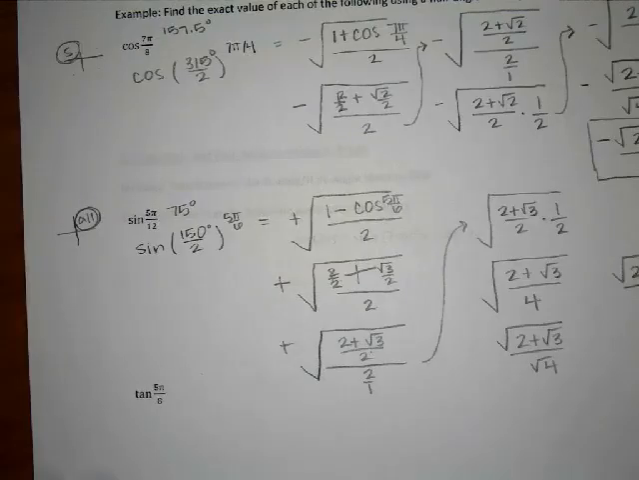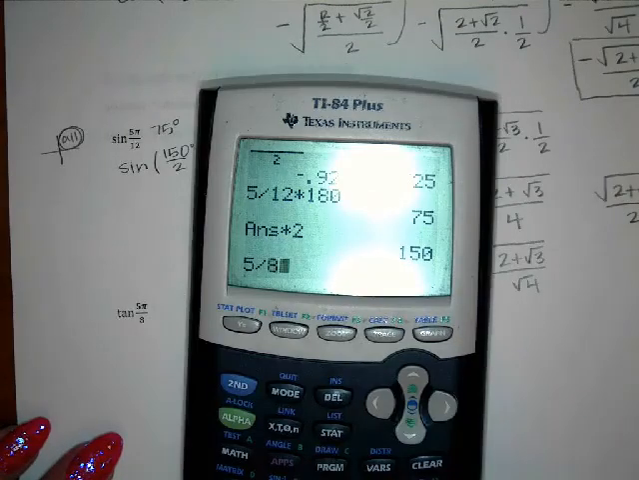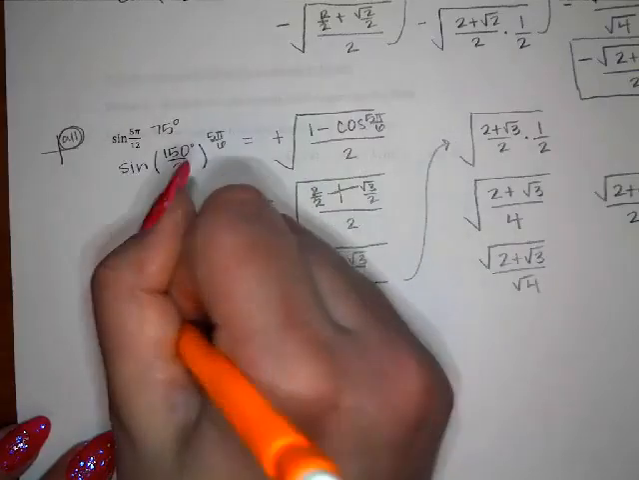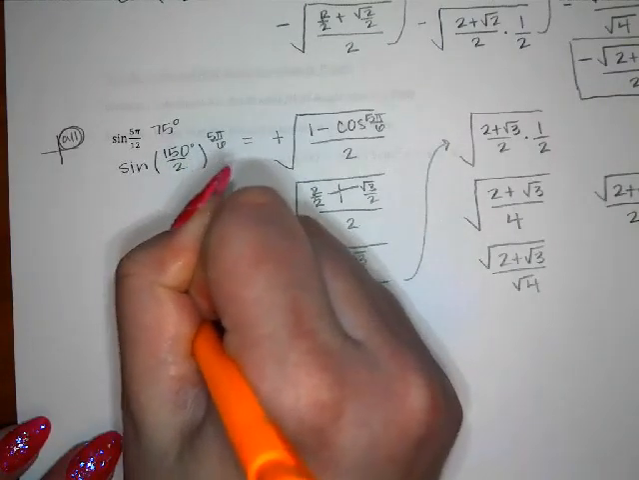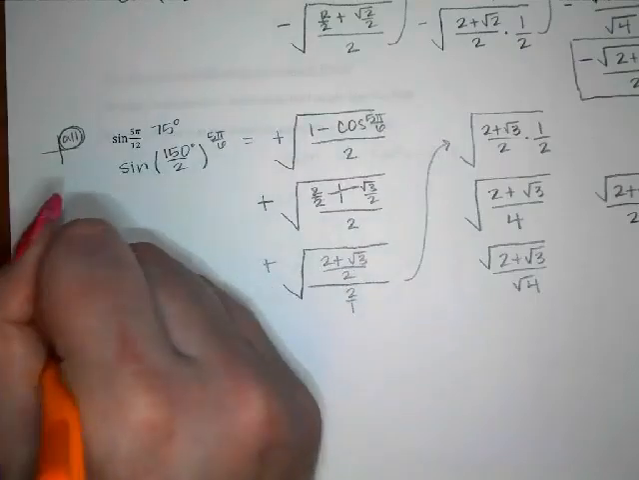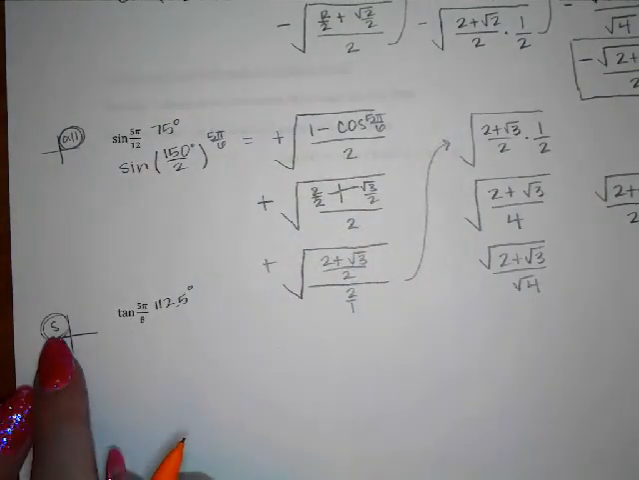So tangent of 5 pi over 8, which is 112.5 degrees. 112.5 is in quadrant 2. All Students Take Calculus: sine is the only one that's positive in quadrant 2. We know that tan is going to be negative.